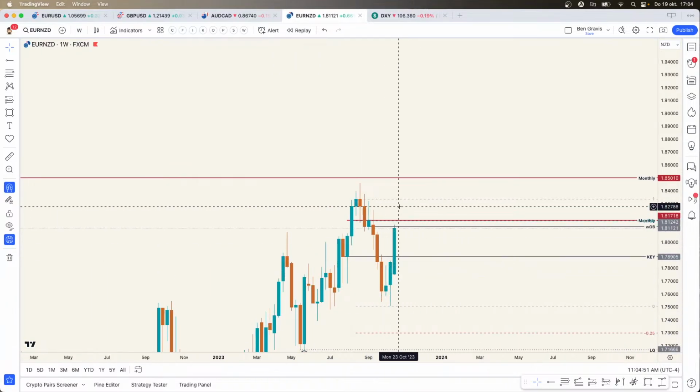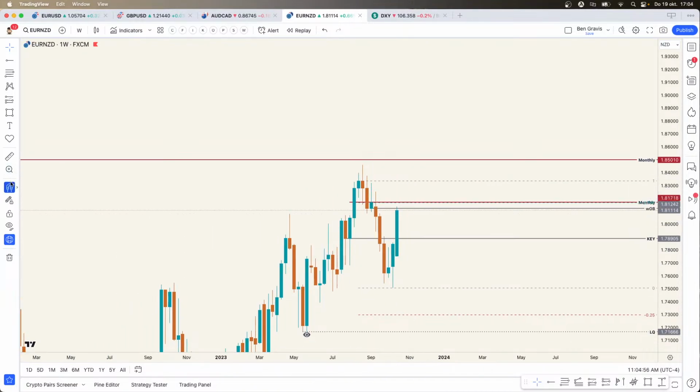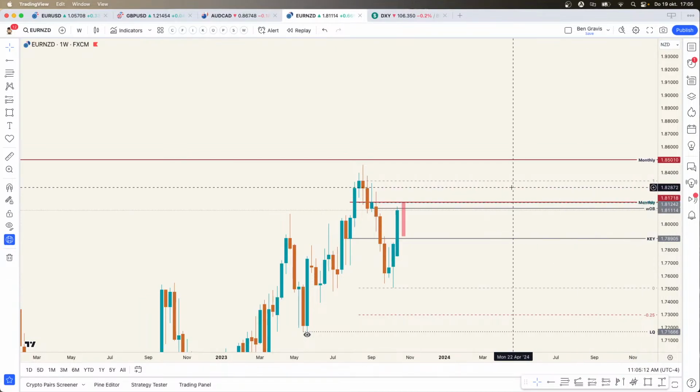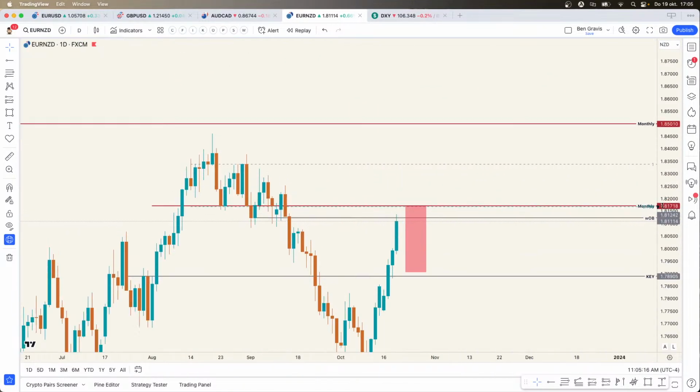But this weekly candle is still bullish. 1, 2, 3 right now. Third week, maybe we can have something like this next week. So that would mean that I'm also looking for a short here on this chart on the Euro NZD, if possibly.